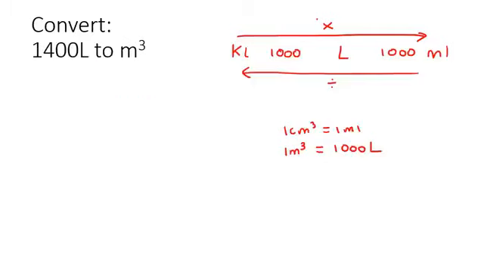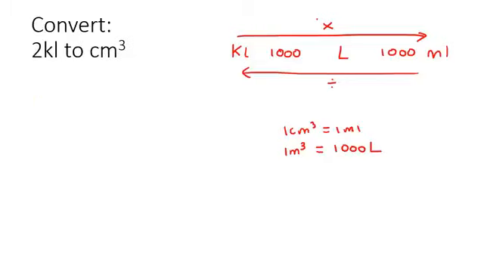Now this one says 1,400 liters to meters cubed. What we can see is that to go between meters cubed and liters, it's 1,000. But we've got to be careful whether we need to divide or multiply. If you have 1,000 liters, then that gives you 1 meter cube. So to go from 1,400 liters, we're going to divide by 1,000, and that's going to give us 1.4 meters cubed.